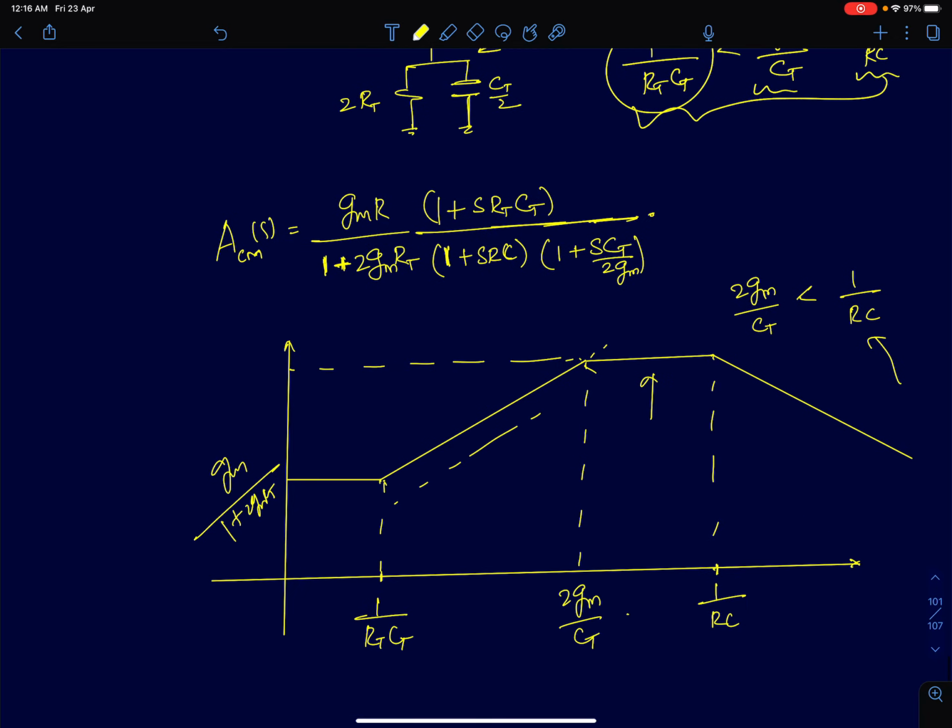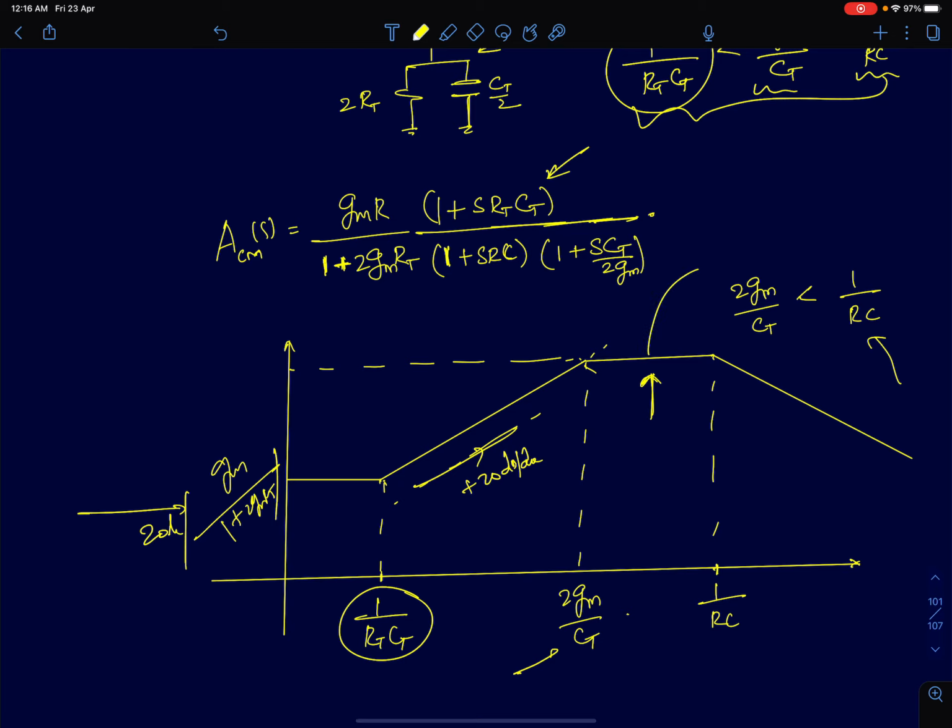So to plot the response, the common mode gain starts with GM by (1 plus 2GMRT), 20 log of this term, and once you encounter the zero, that is this term, the gain starts increasing with a slope of plus 20 decibels per decade. After the first pole, the gain starts to flatten out. We already discussed what this value will be. This value will be GM times R, the peak value it reaches if this pole comes first. 2GM by CT comes first, so this will be 20 log of mod of GMR.